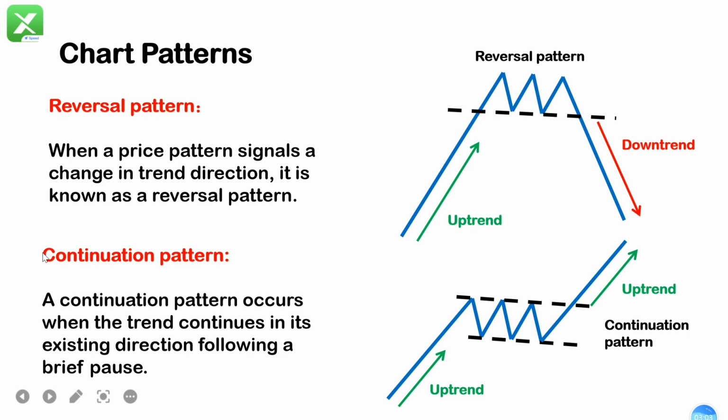And the second part is the continuation pattern. The continuation pattern occurs when the trend continues in its existing direction following a brief pause. So the previous trend is an uptrend. Then after a brief pause, the price chooses to continue moving in an uptrend. You see it? The price moves in the same direction as the prior trend. So this is how we call the continuation pattern.